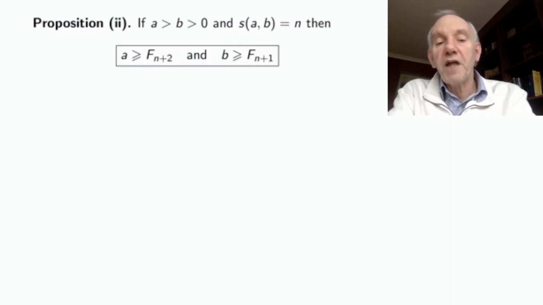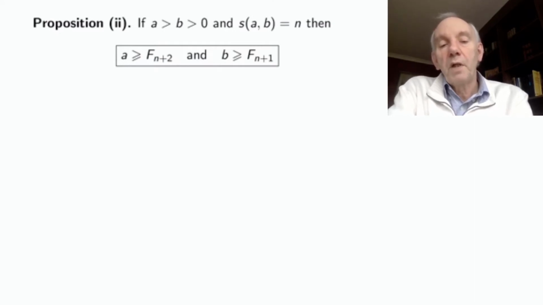And let me read it out first, and then I'll try and make sense of it. So for simplicity here, I'm going to suppose that A is positive and greater than B, greater than 0. And suppose we need n steps to compute the greatest common divisor of A and B. In those circumstances, I can assert that A has to be at least as big as the Fibonacci number f_{n+2}, and B has to be at least as big as f_{n+1}.